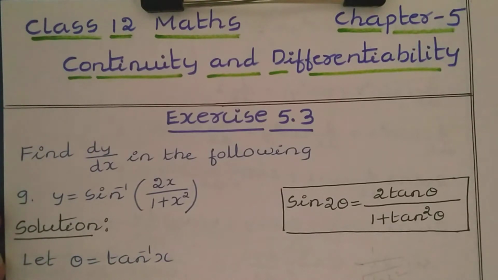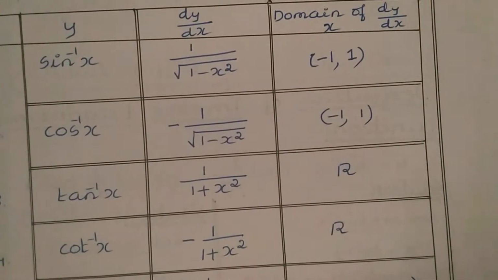Find dy by dx in the following. Question number 9, y is equal to sine inverse of 2x divided by 1 plus x square. This given problem is related to inverse trigonometric functions. In our earlier videos, we have discussed derivatives of inverse trigonometric functions.